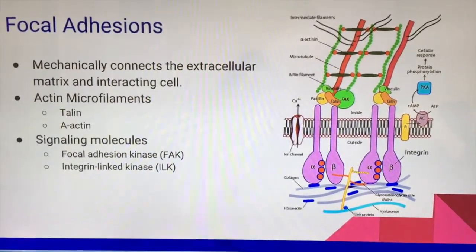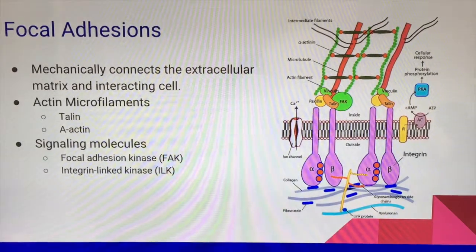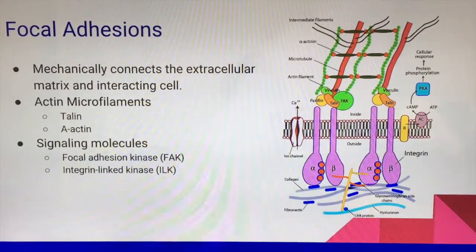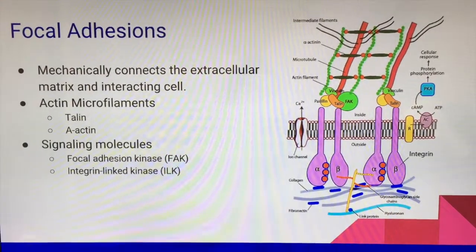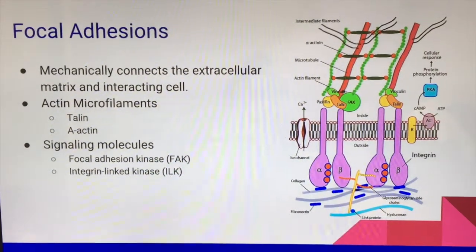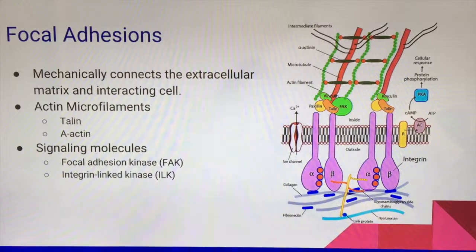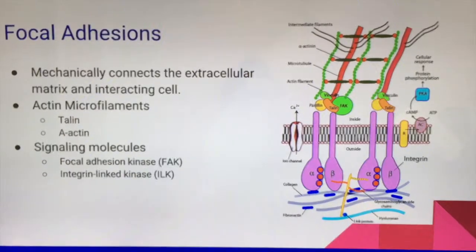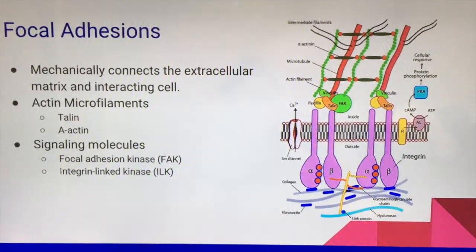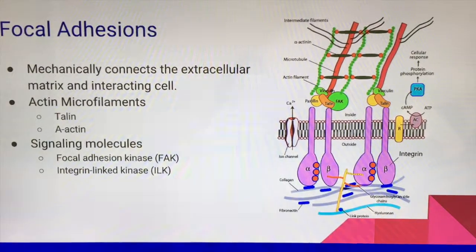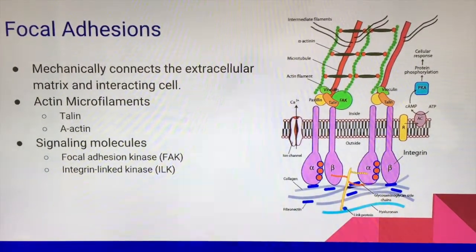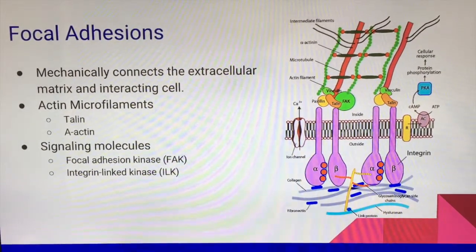With FAK, they are growth promoting, and they activate by autophosphorylation at tyrosine 397, and then it activates downstream proteins involved in cell migration. As far as ILK, there are scaffolding proteins that interact with domains of the beta subunit, and they're involved with downregulation of E-cadherin expression.